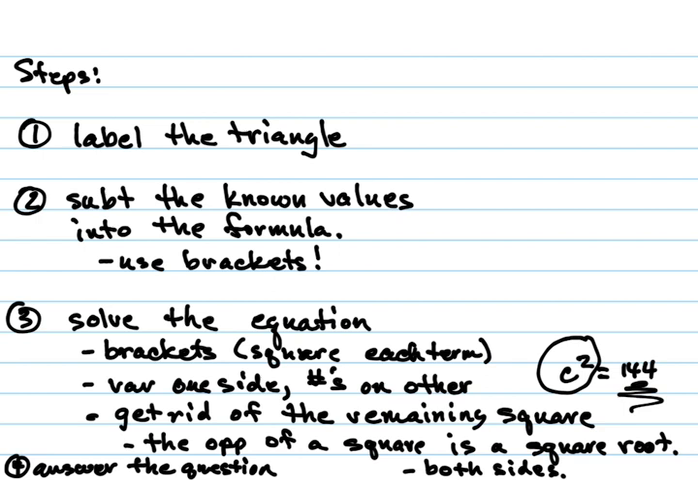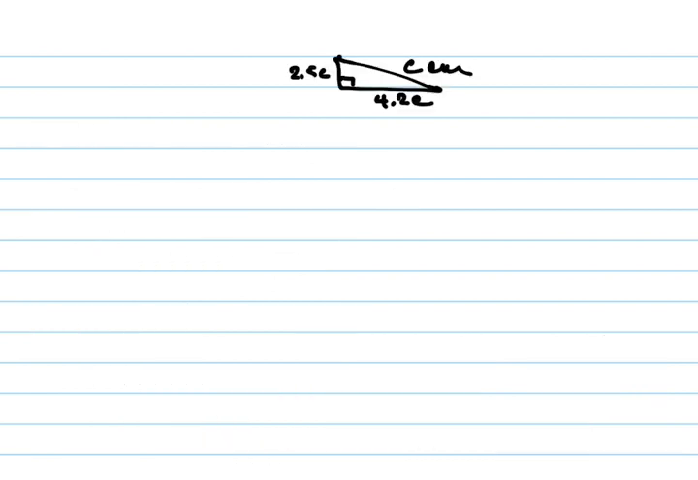Right? So what we're going to do is go to the exercises. We're going to do a couple together just to show you what these look like, and then you're going to do some on your own. Okay? So we have our right triangle. We have some of the measures.